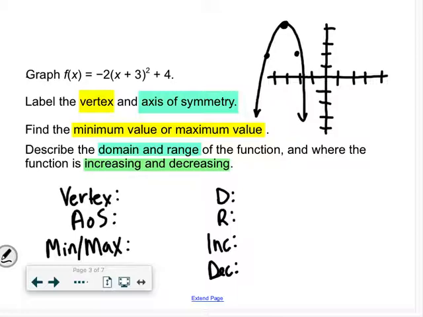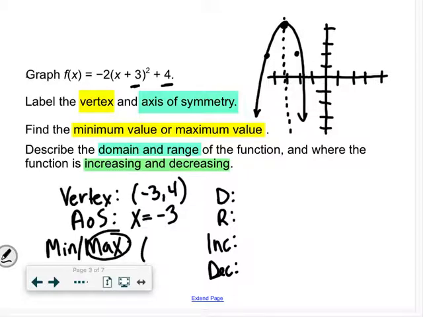Okay, so now I can label my vertex. As I'm walking around, I see really good work: -3, 4. You can get that from your transformations on your graph. You can get that from the equation. Pull out h and k. Your axis of symmetry is x equals -3. The axis of symmetry is always through the vertex, so it's always x equals the x coordinate of the vertex. Does this graph have a min or a max?